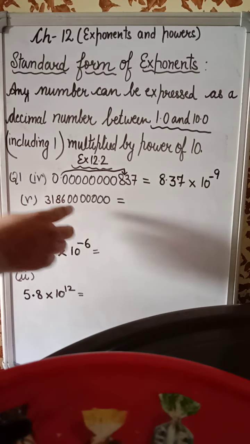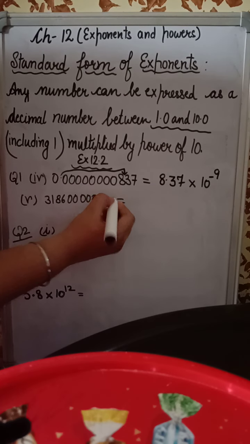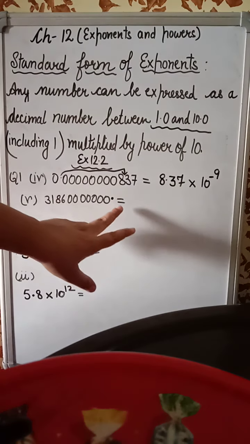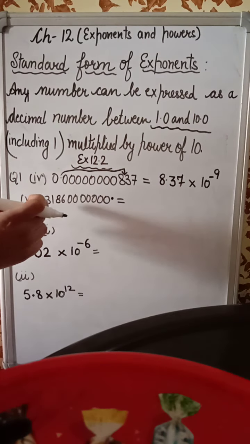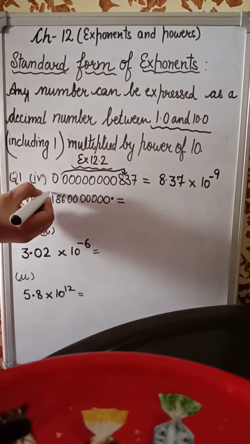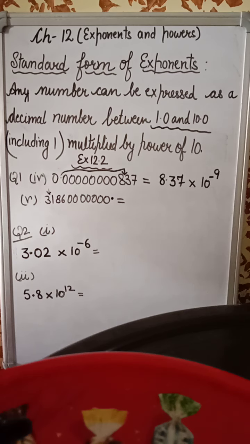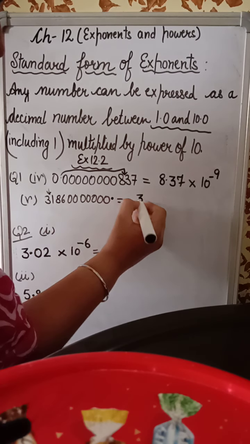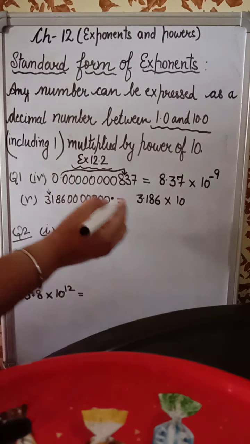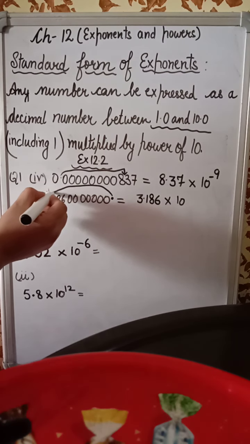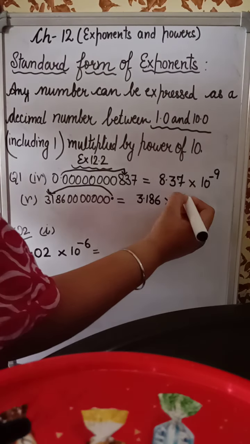Now coming to the next question, the decimal is not there, so we can put the decimal at the end. I have put the decimal at the end. Now, in order to express it between 1 and 10, I have to shift the decimal here after 3. Only then it will become 3.186. So this is 3.186 and a power of 10. Now we have shifted the decimal to the left side, which means the power will be positive.